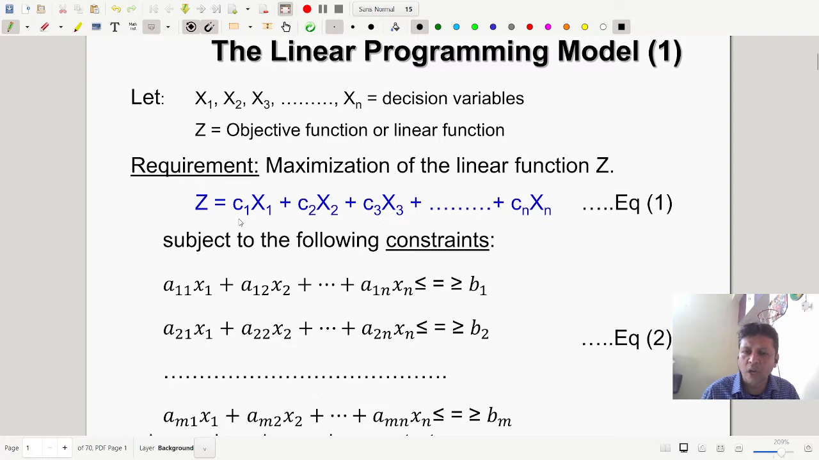So naturally the total cost will be c1 x1. Similarly, the cost of 1 unit of x2 is c2. So total cost will be c2 x2. So that way, this is your objective function that has to be maximized or minimized.